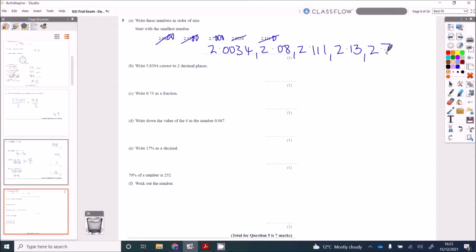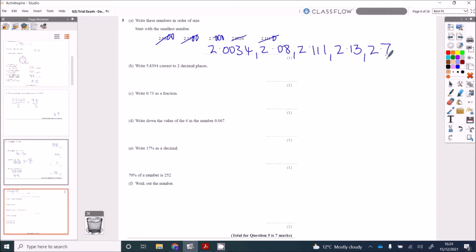Okay, so we started off with all the ones that have got 0 as the first decimal point. Then we've moved on to those that have got 1 after the decimal point, picking between those two, and finally with a 7 after the decimal point.